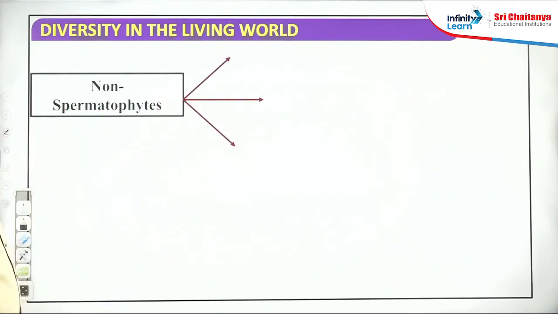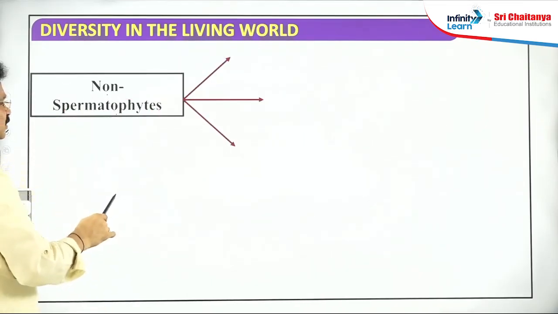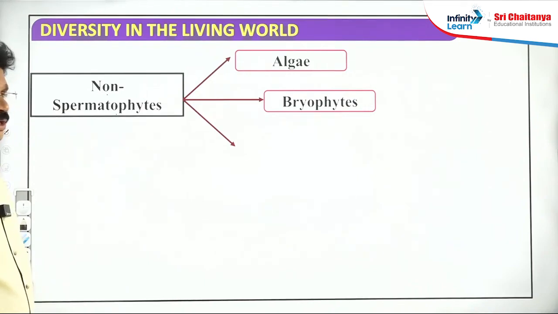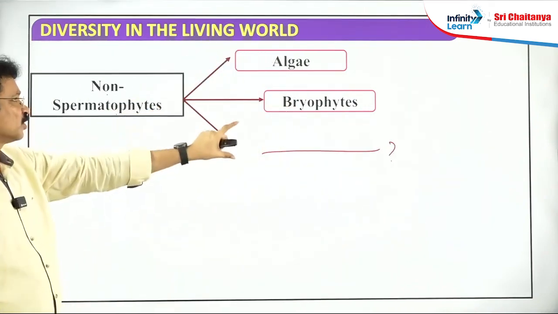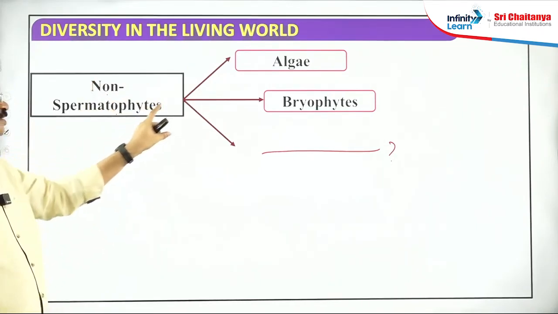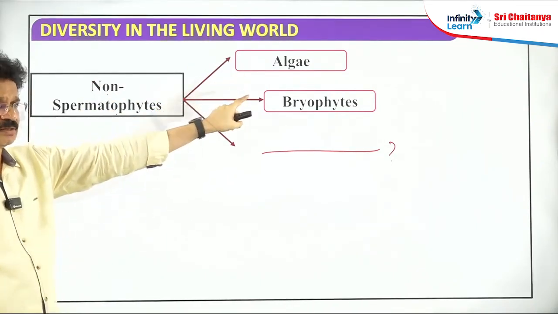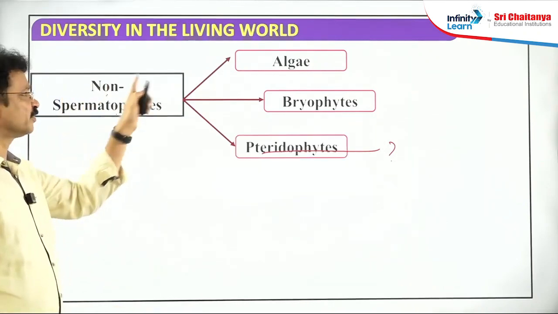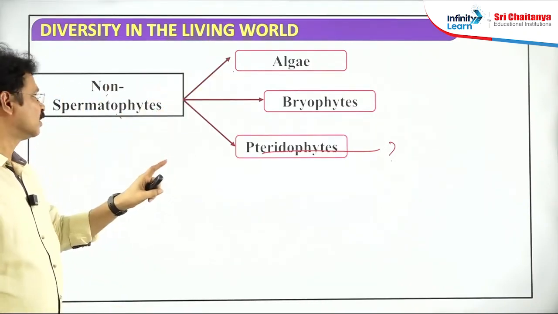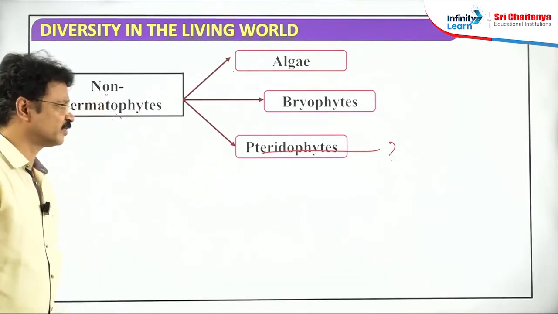Now try to give one example for non-spermatophytes or flowering plants. Algae, Bryo, fill this blank. Among these groups under the non-spermatophytes, very primitive is algae. We can construct one more statement here. What are the advanced non-spermatophytes? Primitive non-spermatophytes, algae. Advanced non-spermatophytes, pteridophytes.